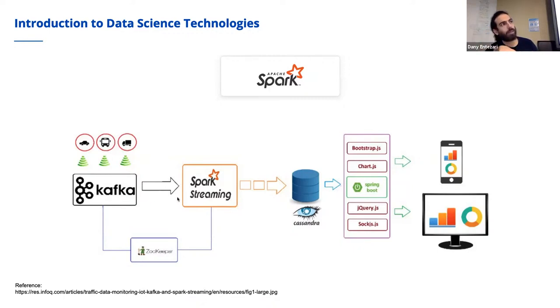That's what Apache Spark does. Now, imagine you're dealing with large volumes of data. Apache Spark will do it in batch processing. It will pull in the data. Now you have to have a queue of these batches. So that's what Kafka will do.